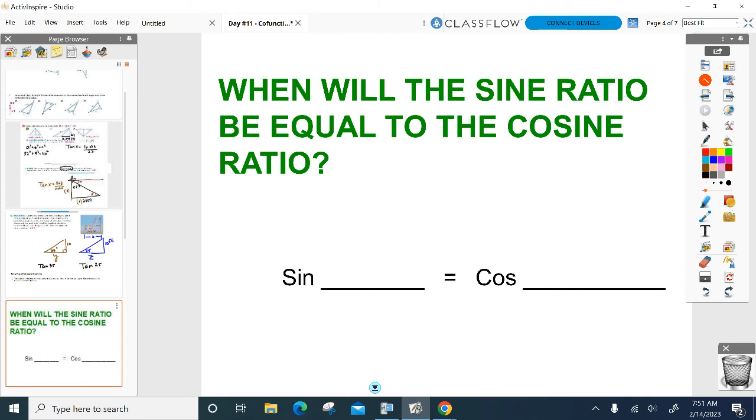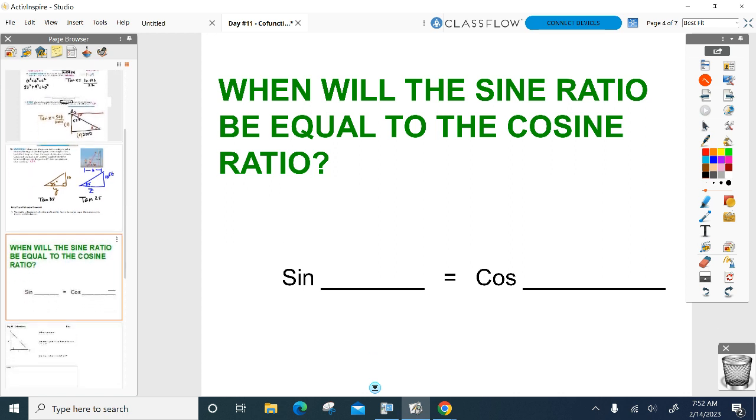So here's the question we got to answer today. By the time you walk out the door, hopefully we'll all be able to answer this question. That's when will the sine ratio be equal to the cosine ratio? Okay, and hopefully we'll be able to fill in the blanks here when sine and cosine are equal to each other.